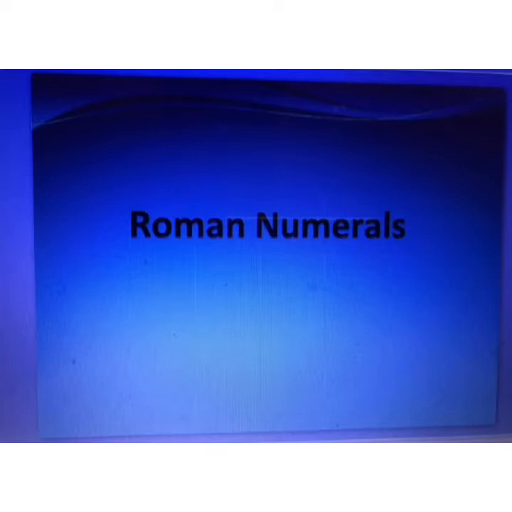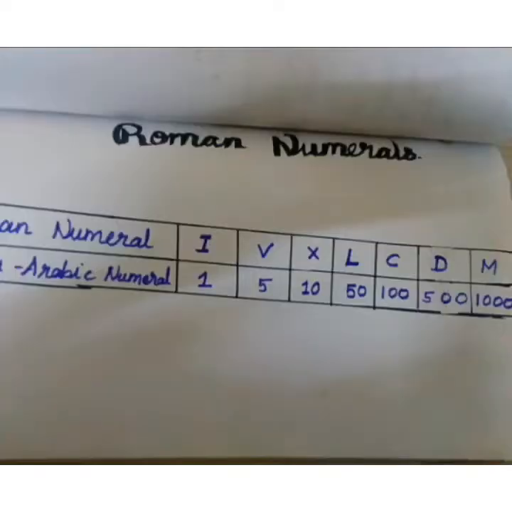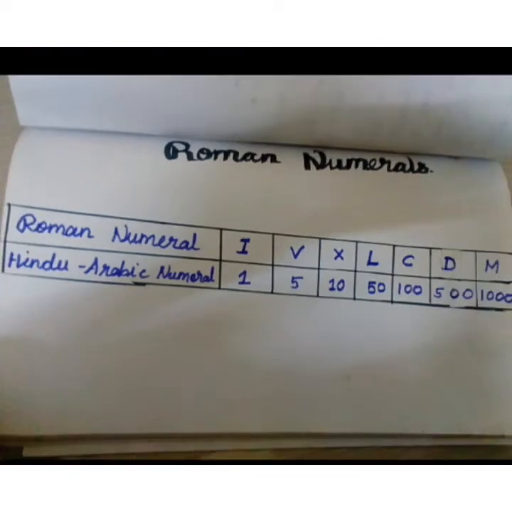Roman numbers do not have zero and the concept of place values. Dear children, are you familiar with the Roman numerals? I, V, X. I represents 1, V represents 5, X represents 10. Then the remaining four are L, C, D, M. L represents 50, C represents 100, D represents 500 and M represents 1000. Have you understood, children?